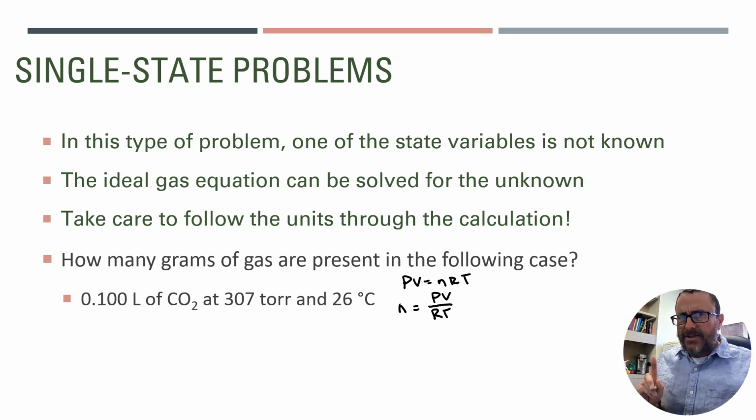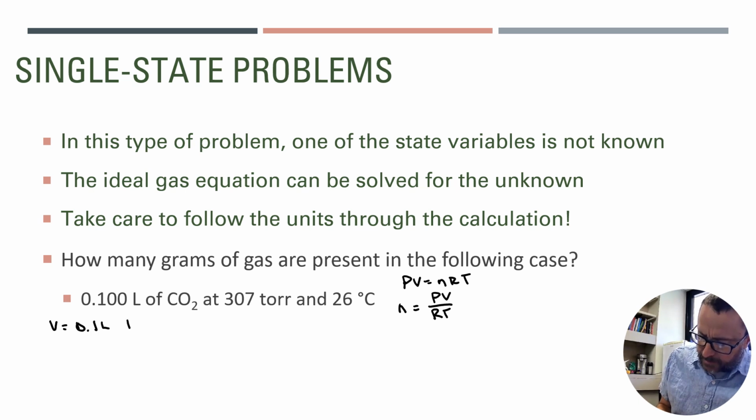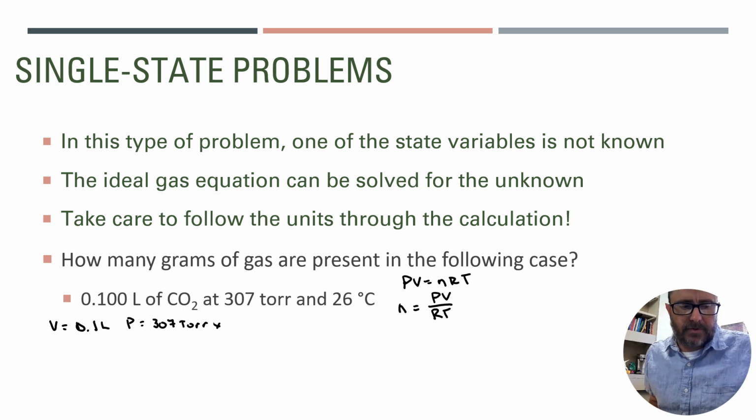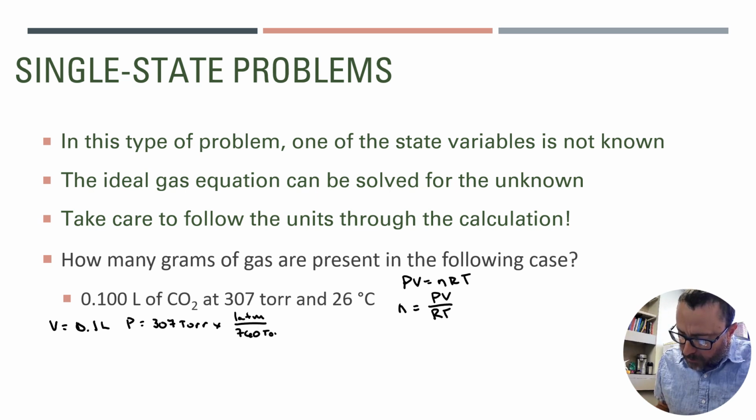All right, well, we got some issues, though, right, because the volume is 0.1 liters, that's good, but our pressure is 307 torr. Okay, but we need that to be in atmospheres, right? I told you they're notorious about giving us the wrong units. Okay, so what we're going to do then is we're going to solve for that. And so 1 atmosphere per 760 torr is equal to 0.404 atmospheres.